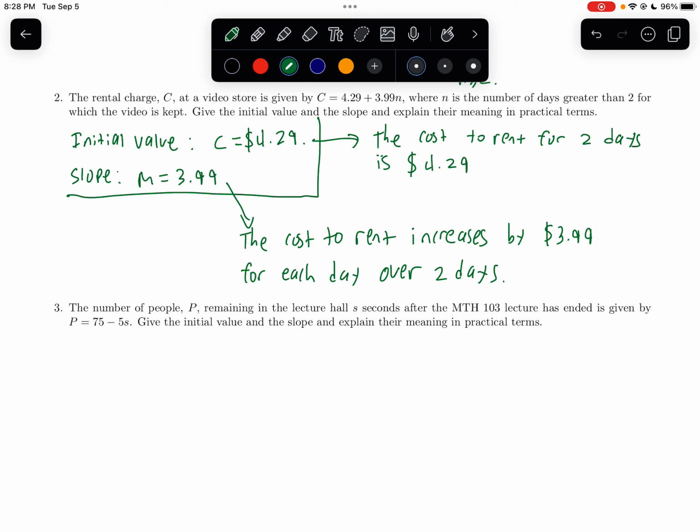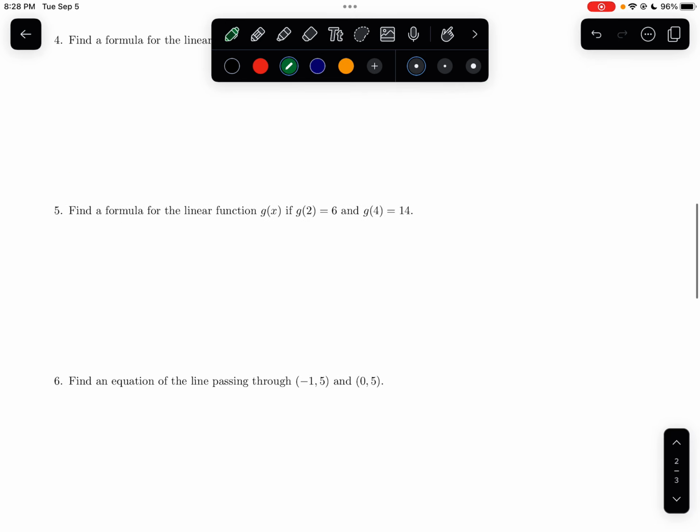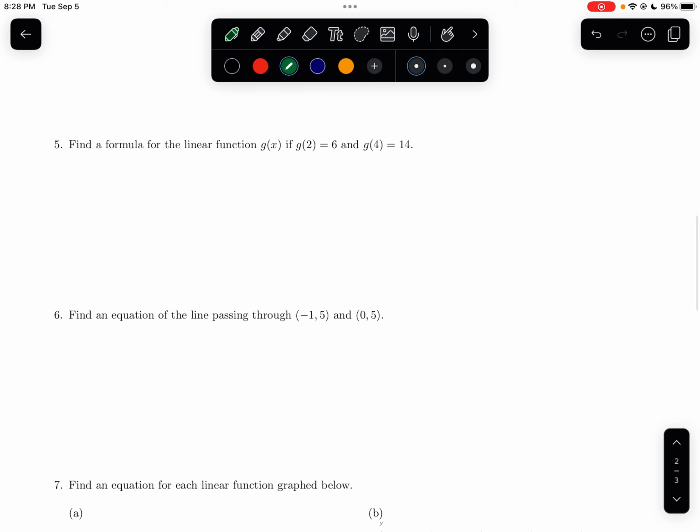Okay, let's do a question, number 5 here, where you have to find the formula for the linear function that satisfies 2 points. If it's helpful for you, you can write this in terms of the coordinates, so (2, 6) and (4, 14). These would be the coordinate points.